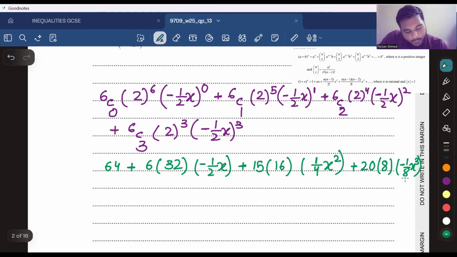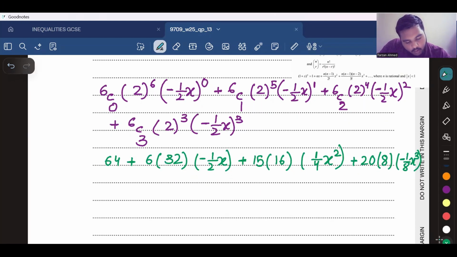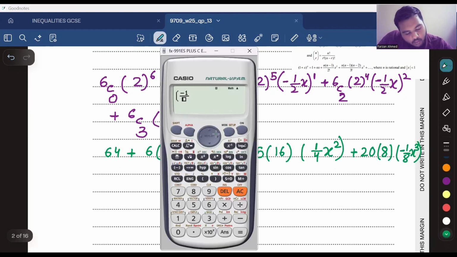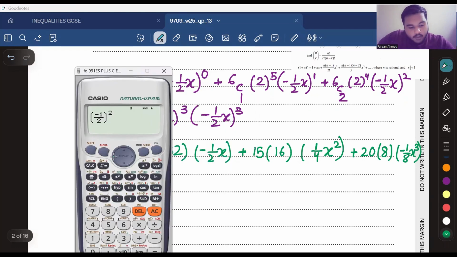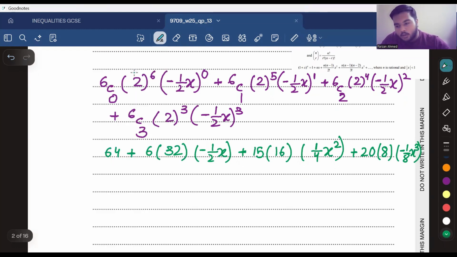Okay, now we can also check in the calculator if you have any doubt. Minus 1 upon 2 whole squared is equal to positive, and if we have minus 1 upon 2 cubed, this will be minus 1 upon 8. Okay, so what is the answer? 64 minus 96x plus 60x squared minus 20x cube. So this is the final answer.